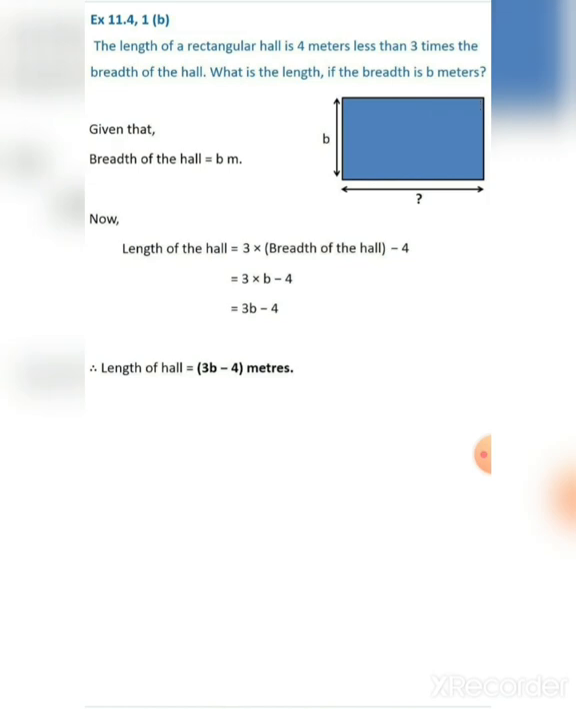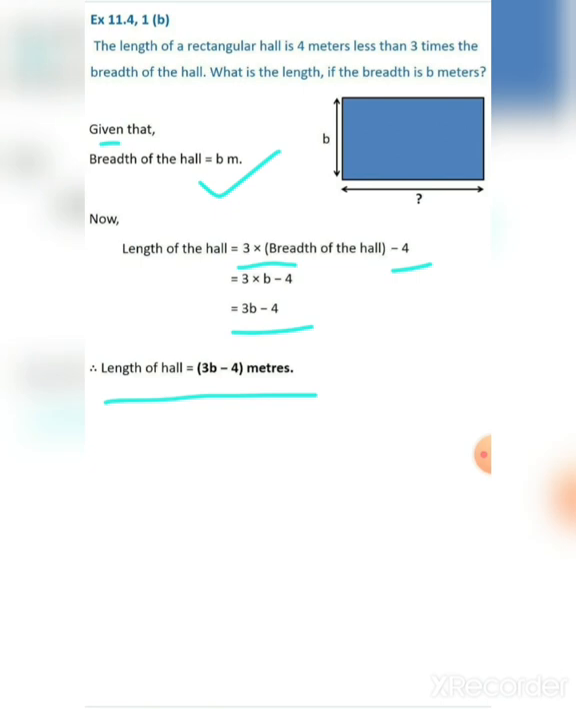So it is given here. First, what we are supposed to write always, is the given. It is given here that the breadth of the hall is b meters. Now the length of the hall will be equal to 3 into breadth. As I said, 3 times breadth means 3 multiplied with breadth, then 4 meters less, that is minus 4. So 3 multiplied with breadth minus 4. So 3 into b minus 4 equals 3b minus 4 is the length of the hall.